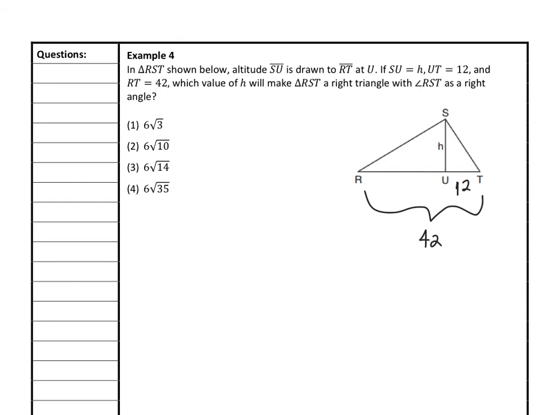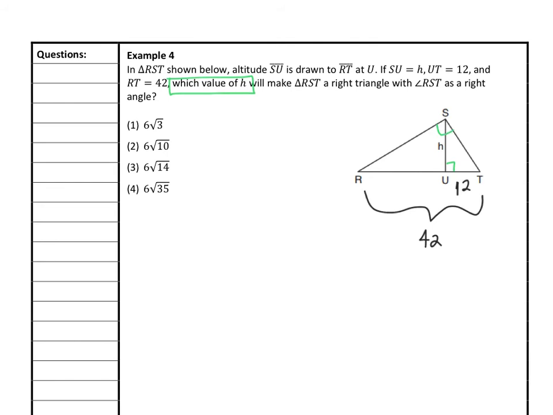So it's asked sort of differently. Like if you actually look at the question, it's saying what value of H will make RST a right triangle with RST as a right angle. There's a lot of extra words in there. Essentially, all we're kind of focusing in on is which value of H. Okay, so we're trying to find what is H so that we would know that there's actually a right angle here and a right angle here like we're used to.